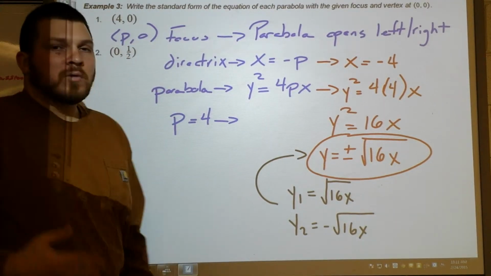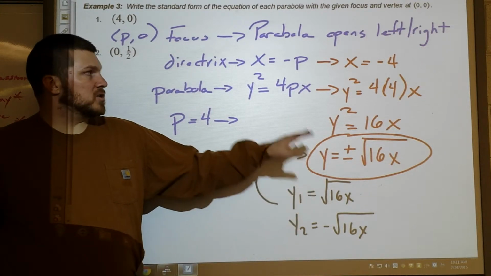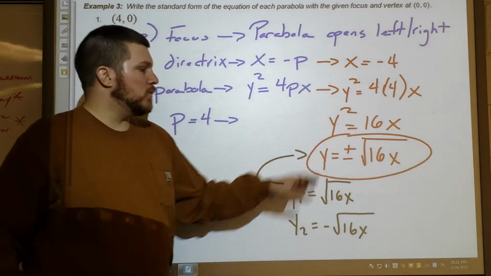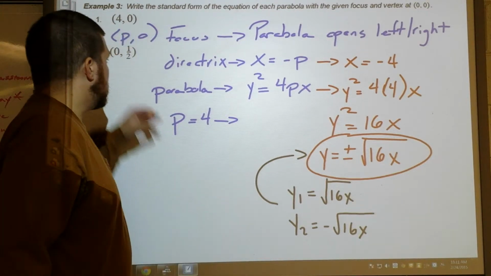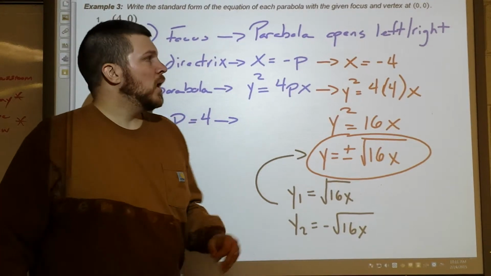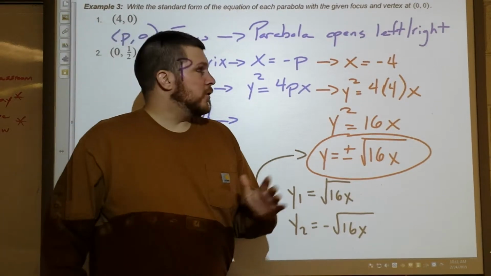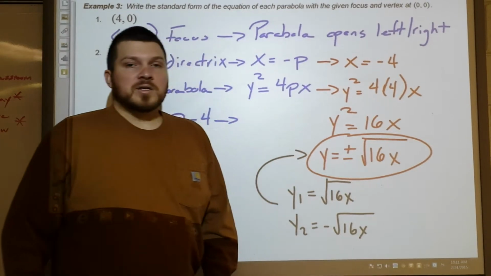Okay, so what I would recommend right now is to try to graph these two equations. You're going to see that the parabola opens to the left and right, like I said, and you're also going to see that the focus is at the point 4, 0, and that your directrix, x equals negative 4, is going to be a vertical line.